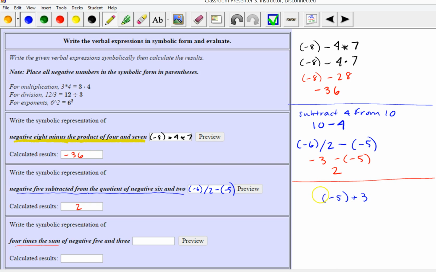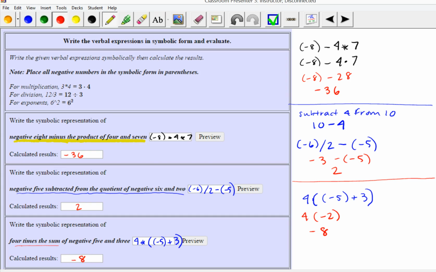So, if we just put a 4 out front, this wouldn't apply correctly to the order of operations, because remember, we do 4 times negative 5 first. So this is where we'd use parentheses to show that first you'll add the negative 5 plus 3, then you'll multiply by 4. Okay, so it's 4 times, parentheses, negative 5 plus 3. Okay, now let's compute this result. First, we add negative 5 plus 3. Well, that's negative 2. And 4 times negative 2 is negative 8.